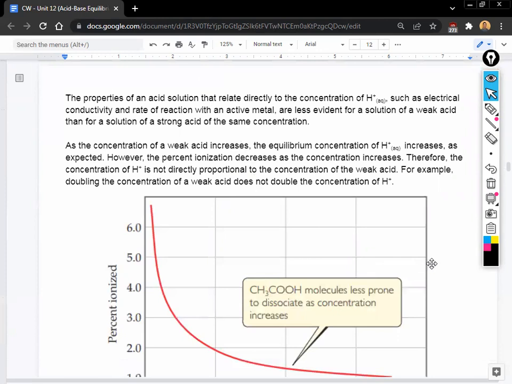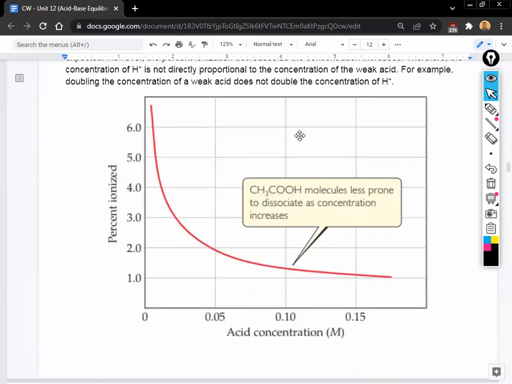Now, before we move on, one thing I want to tell you guys, this is a long piece of text. So I'm going to just explain it, kind of paraphrase it for you guys. But basically, as you increase the acid concentration, the percent ionization is going to go down. That's basically what this is telling you right here. As you increase the concentration of a weak acid, the percent ionization is going to go down.